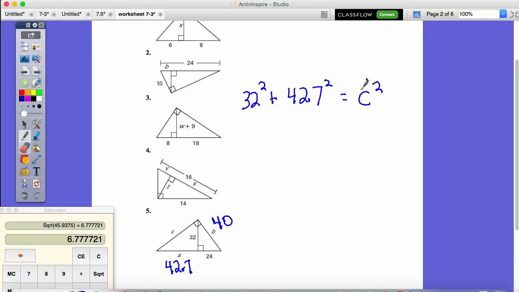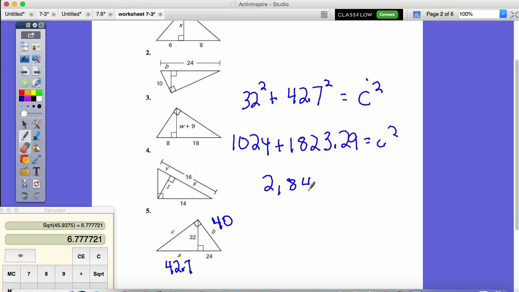32 times 32 was 1,024. 42.7 times 42.7 is 1,823.29. I'm going to add those together, and I get 2,847.29 squared. So the square root of that is 53.4.